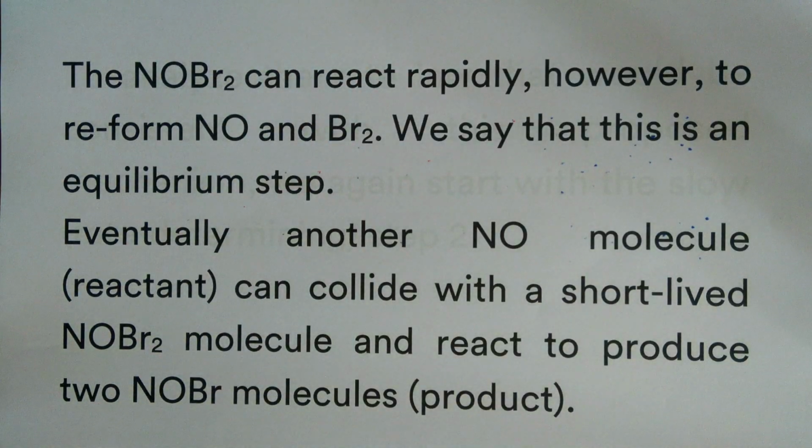The NOBr2 can react rapidly to reform NO and Br2, so we say that this is an equilibrium step. Eventually, another NO molecule or reactant can collide with a short-lived NOBr2 molecule and react to produce two NOBr molecules as a product. Take note, routes involving only bimolecular collisions or unimolecular decompositions are thought to be far more favorable in reaction mechanisms.